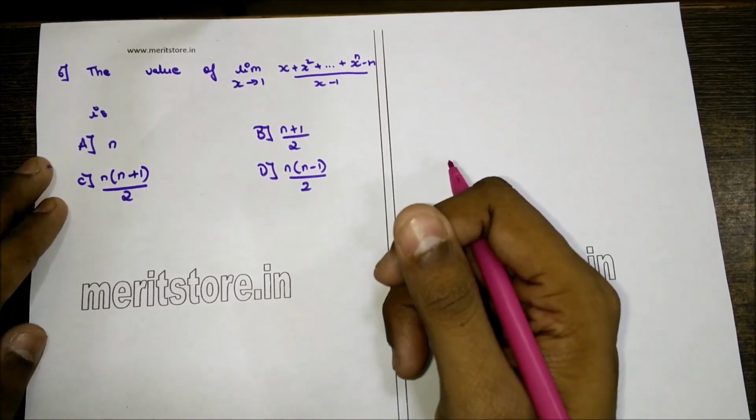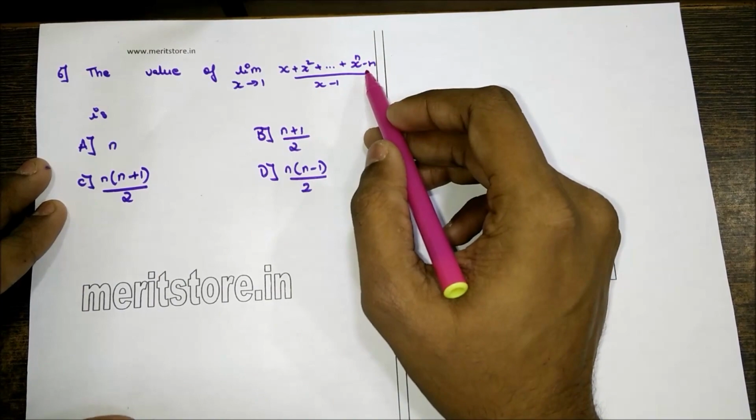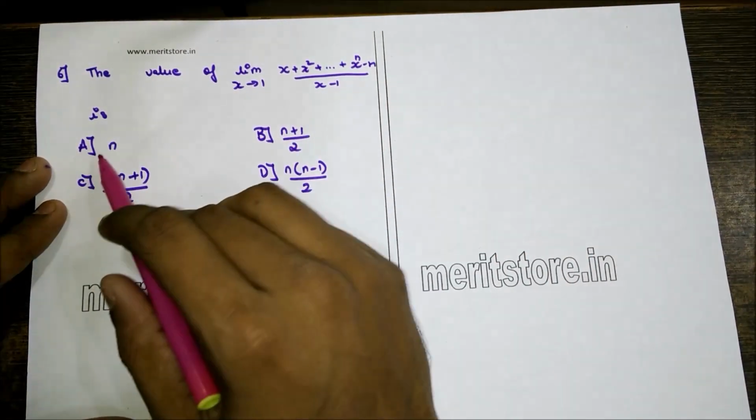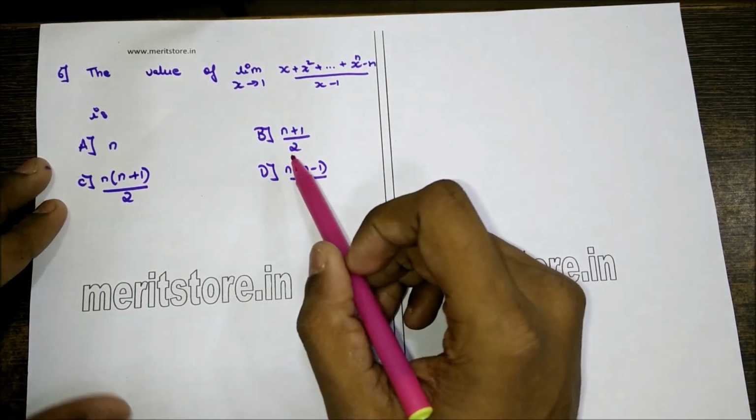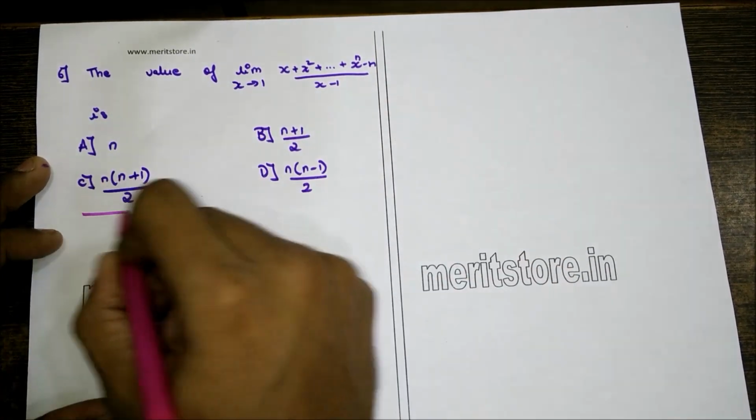The value of limit x tends to 1 of (x plus x square plus till x raised to n minus n) upon (x minus 1) is: a) n, b) (n plus 1) by 2, c) n into (n plus 1) by 2, or d) n into (n minus 1) by 2.